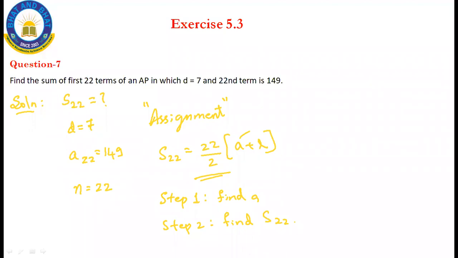So one more class, we will be concluding this chapter, that is the chapter on arithmetic progressions. And this week you will have a test on trigonometry. So I will be giving a test on trigonometry. Okay, so one more session, I will be closing this arithmetic progressions chapter.